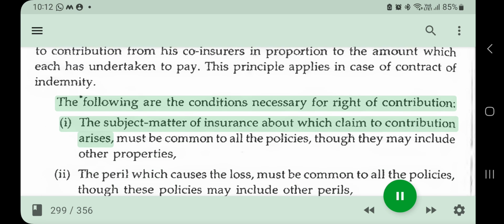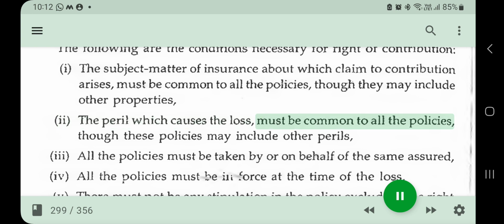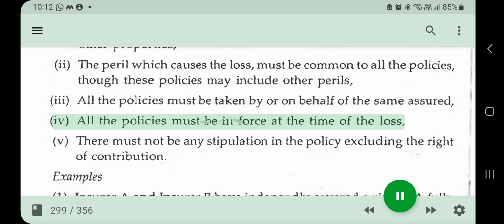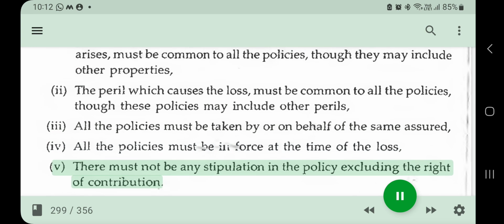The following are the conditions necessary for right of contribution. I. The subject matter of insurance about which claim to contribution arises must be common to all the policies, though they may include other properties. II. The peril which causes the loss must be common to all the policies, though these policies may include other perils. III. All the policies must be taken by or on behalf of the same assured. IV. All the policies must be in force at the time of the loss. V. There must not be any stipulation in the policy excluding the right of contribution.